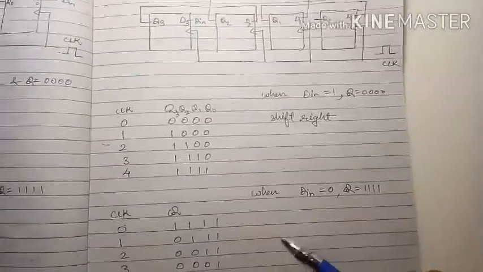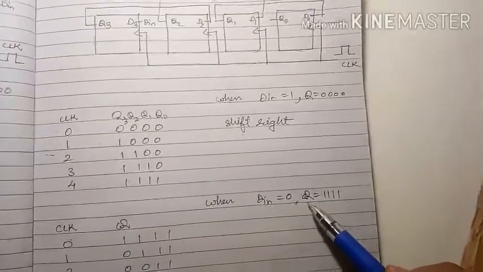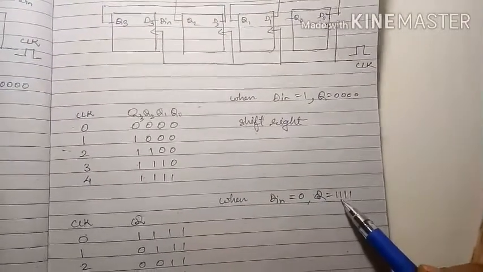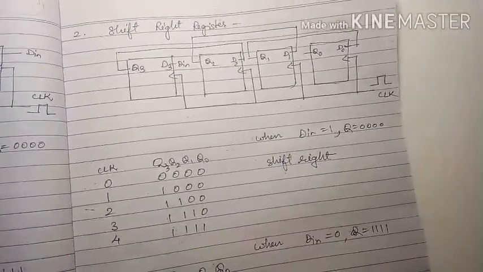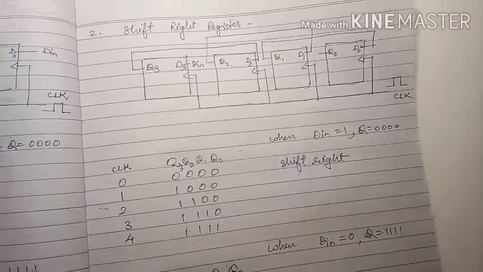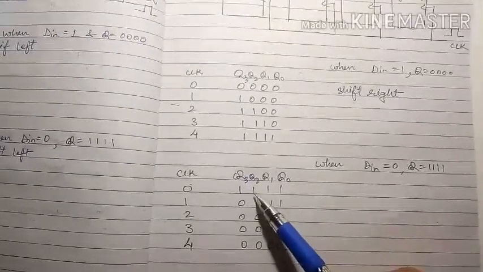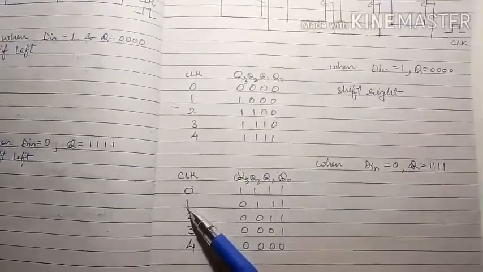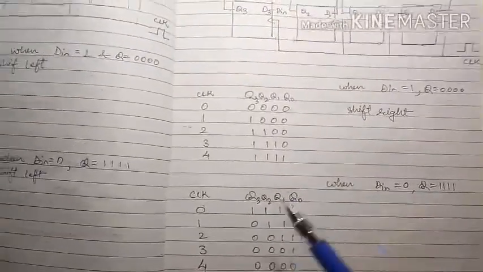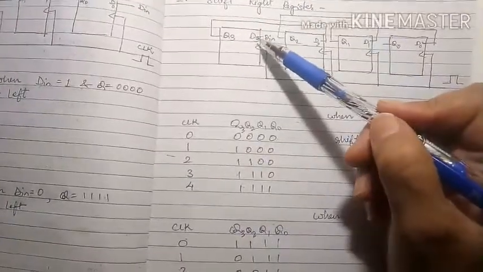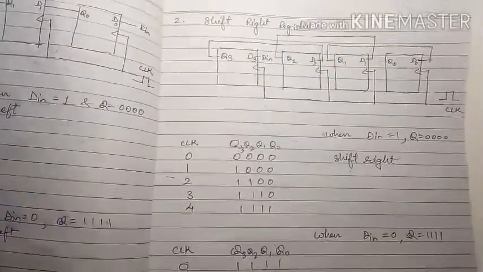Similarly, we can see the shift right operation when D in is 0 and the flip-flop outputs are set to 1. So our Q0 is 1, Q1 is 1, Q2 is 1 and Q3 is also 1. See what happens now. Initially with clock 0, it is set to 1, 1, 1, 1. When the first clock pulse occurs, input is 0. So Q3, why? Because input is D3 and therefore Q3 is reset to 0. Rest of all will be 1, 1, 1.